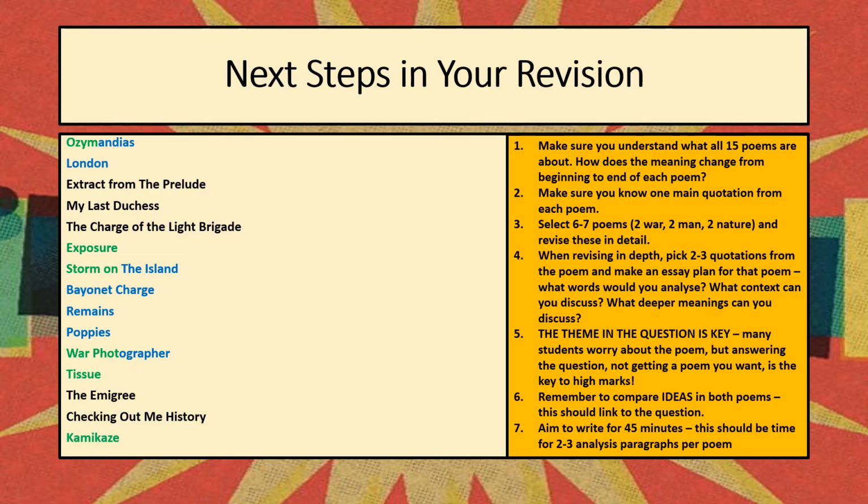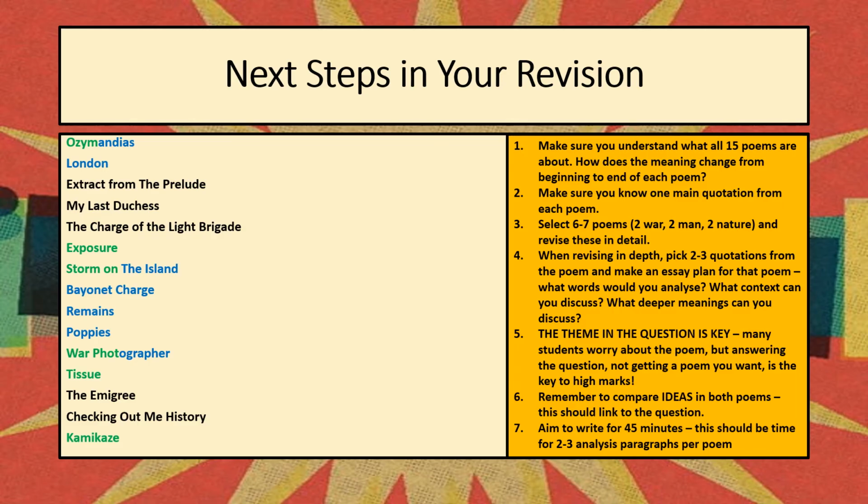And when we say revise in detail or depth, number 4, I mean pick 2 or 3 quotations from the poem. That's all you're going to have time to talk about in 45 minutes. 2 or 3 quotations, and then make an essay plan for that poem. What words from your quotations would you analyse? So terror's touchy dynamite, for instance, this idea of touchy as an adjective, or dynamite as a noun choice. Who is the dynamite? What am I going to talk about there? What words would you analyse there in depth?